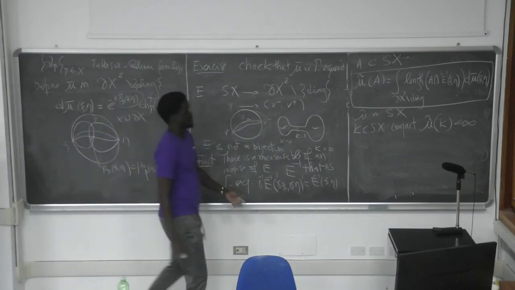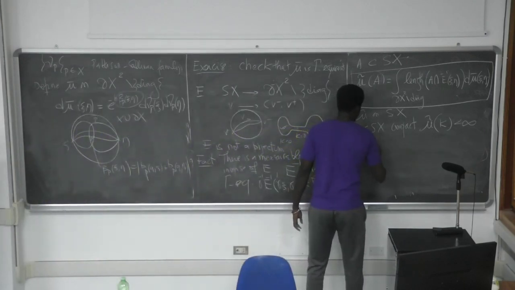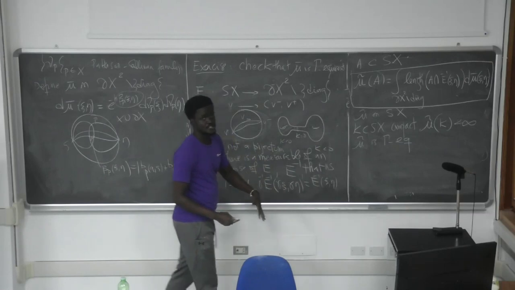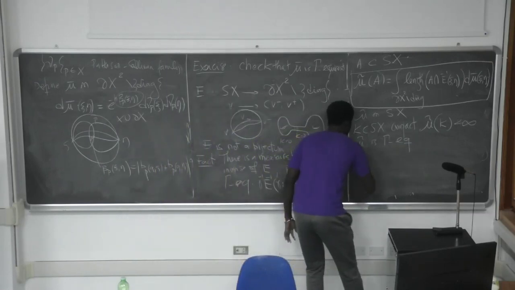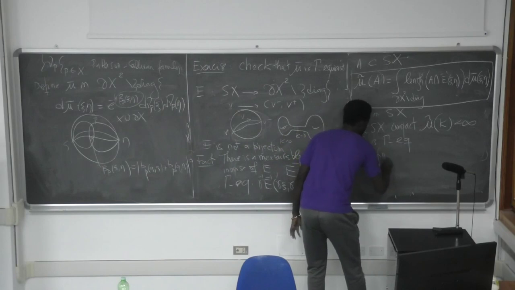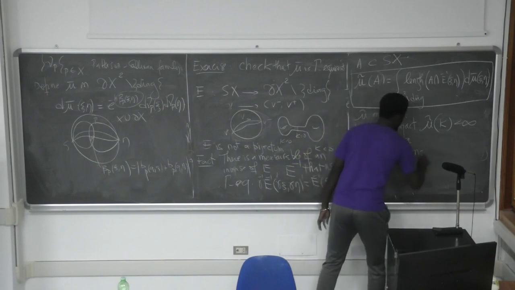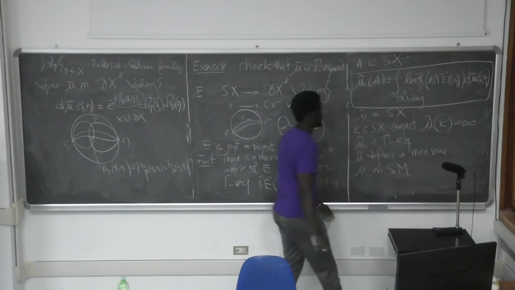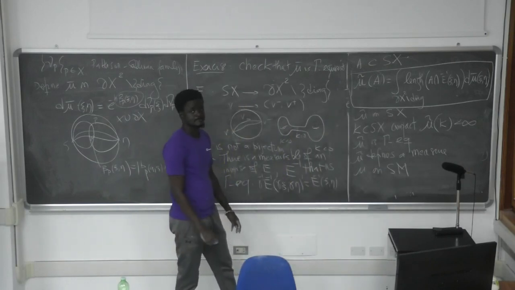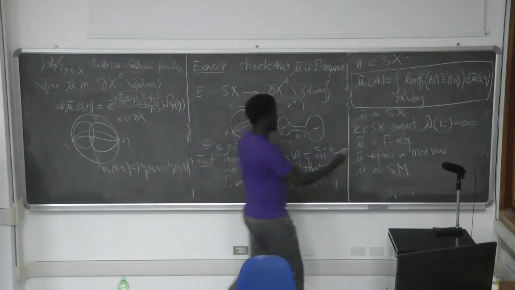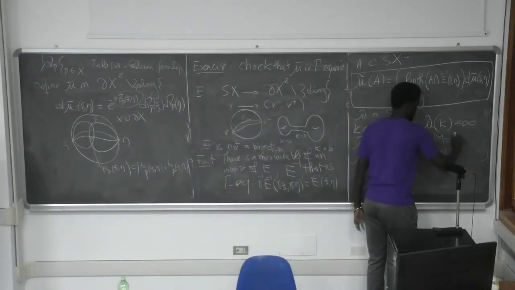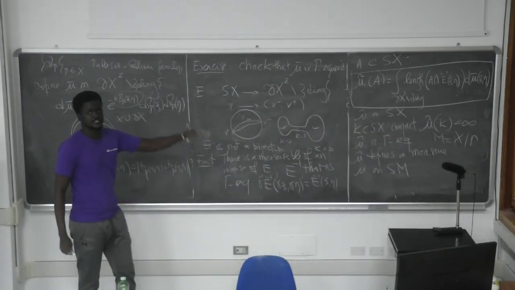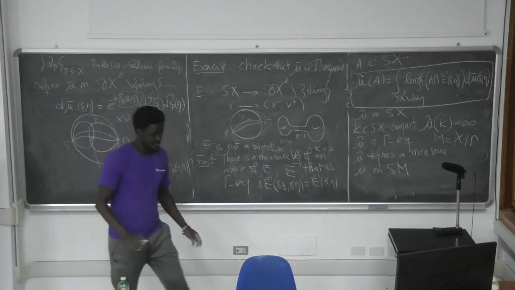So once you have this, and mu tilde is gamma equivalent, it implies that it goes through the quotient. So mu tilde descends to the quotient, defines a measure mu on Sm, the unit tangent bundle of your manifold. Okay, because remember, the manifold was just the compact quotient by gamma. So something that's invariant by the group of isometries will go down to the quotient.